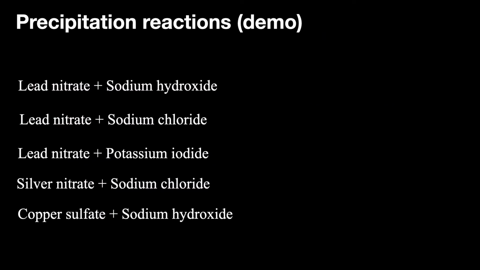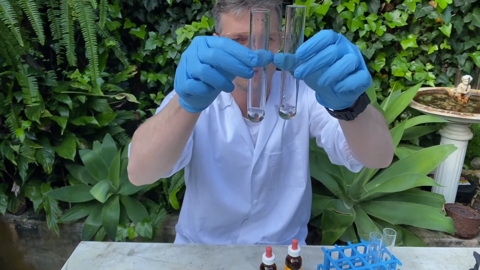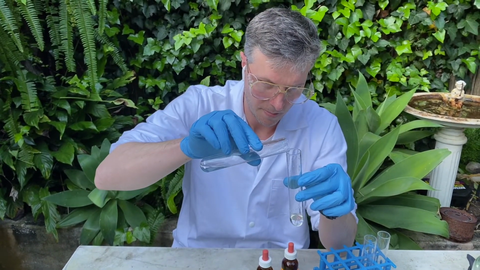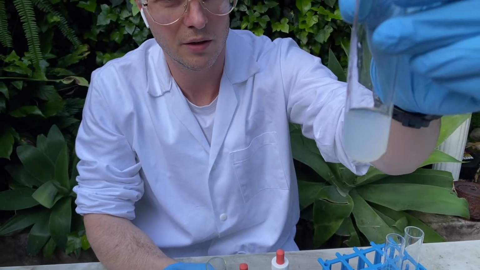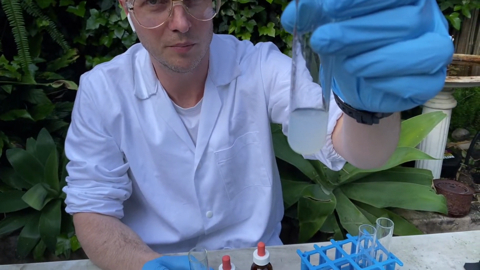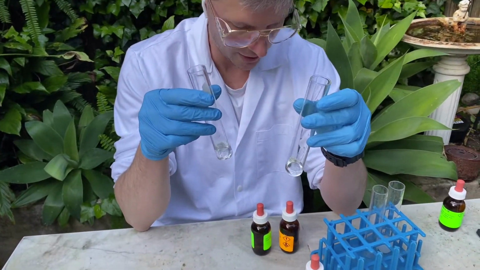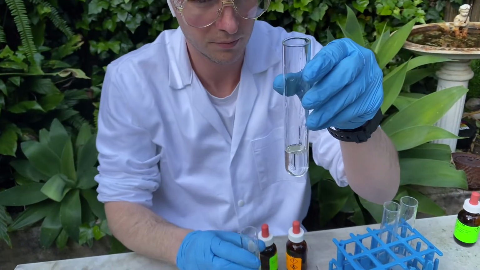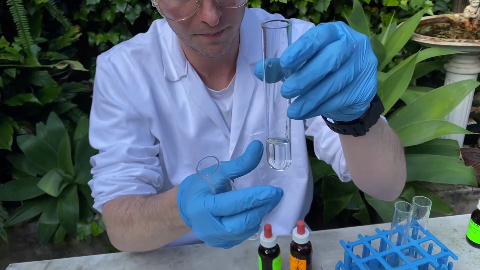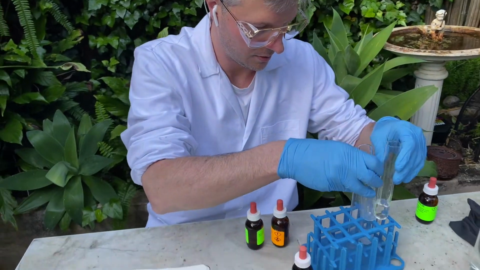What we're going to do now is mix the following solutions and see if precipitates will form. Lead nitrate and sodium hydroxide, both clear solutions. And we can see that's very evidently created a light milky precipitate. Now we've got lead nitrate and sodium chloride. Nothing. Worth noting, no precipitate.